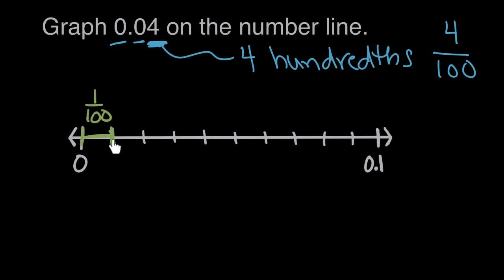So if one of these lengths is a 100th and we want to go 4 hundredths, then we're going to need to go 4 of these lengths. 1, 2, 3, 4 of these lengths would be 4 of the hundredths, or 0.04.